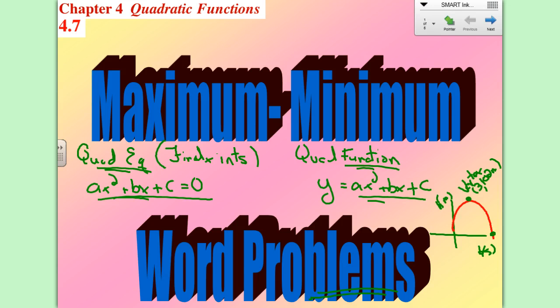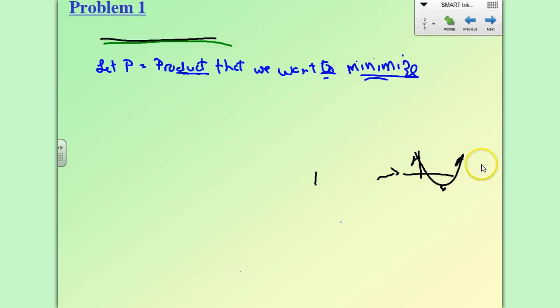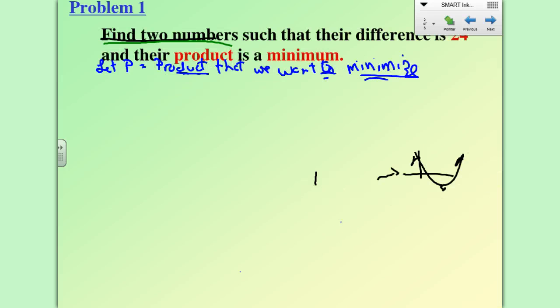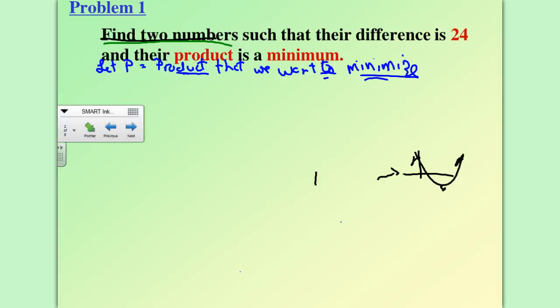We'll start off with a basic problem. We'll read the question first, and it says find two numbers. The very first thing I want you to do, and it doesn't show it in your notes, is say what it is you're trying to minimize. You'll notice in my blue, I wrote down, for 1 mark, I just need you to simply say what is it you're trying to optimize. Let P equal the product that we want to minimize.